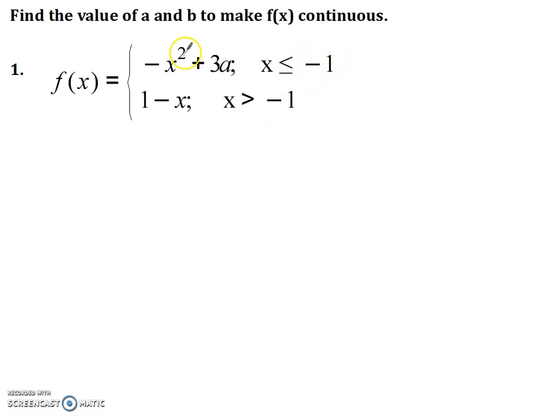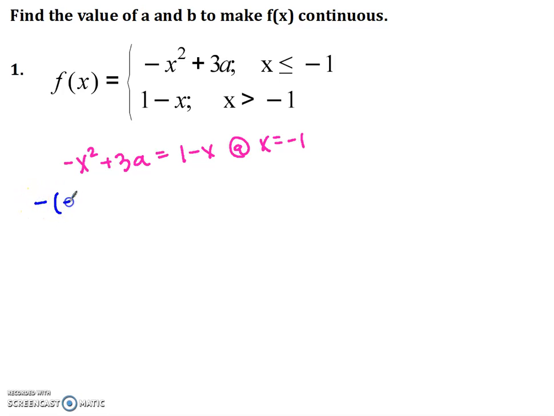So in order to make this continuous, whatever number we get here has to equal the same number we'd get here. So what we do is we take the first equation and set it equal to the second equation at the x value from the inequality. So at x equals -1. And then we'll just plug in a -1 and solve.